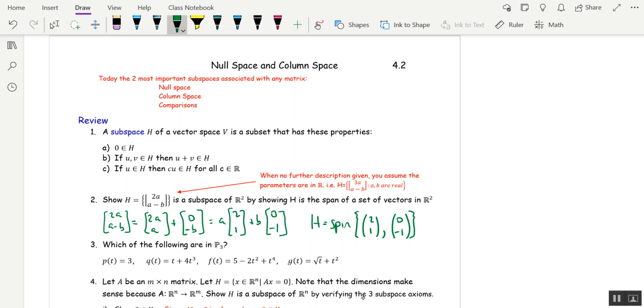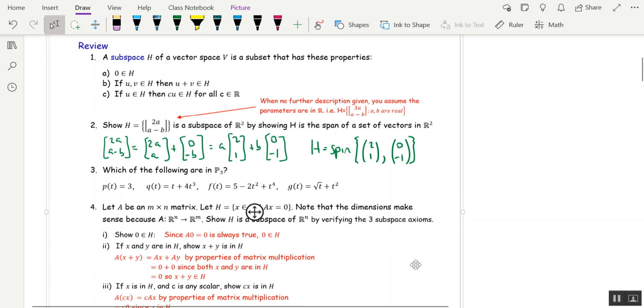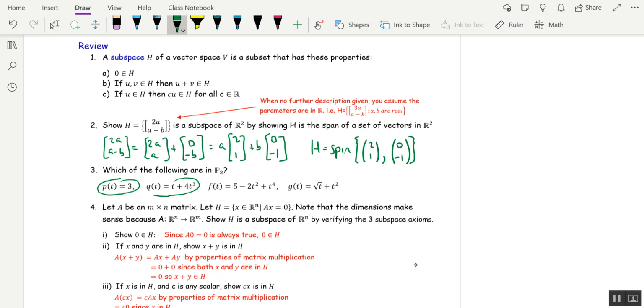All right, another vector space we looked at last time was Pn, which was the set of polynomials of degree less than or equal to n. So P3 is the set of polynomials of degree less than or equal to 3. So this polynomial is in P3 because it's got degree 0. This is in P3, it's got degree 3. This one's not because it's got degree 4. And this one's not because it's not even a polynomial. It's a continuous function.